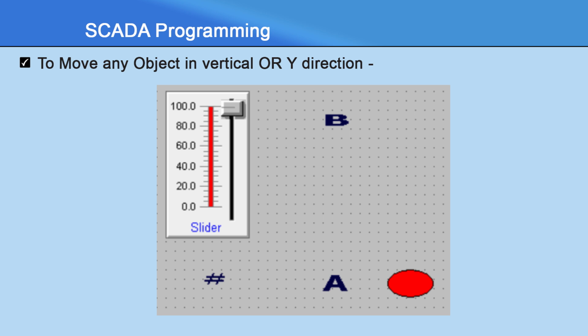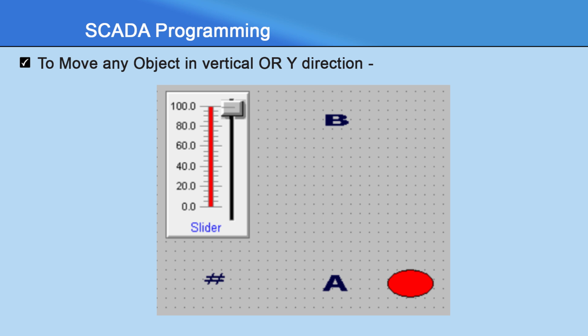Now we will see how we can move an object in the vertical or y direction. As you can see in the figure, the slider is the same and the ball is the same. Now the B location is at the vertical place above A. So we have to move the ball from A to the B location.